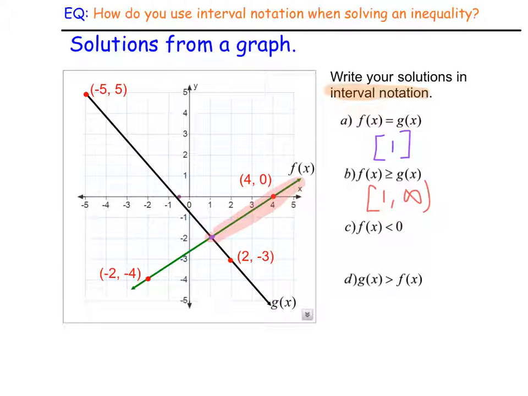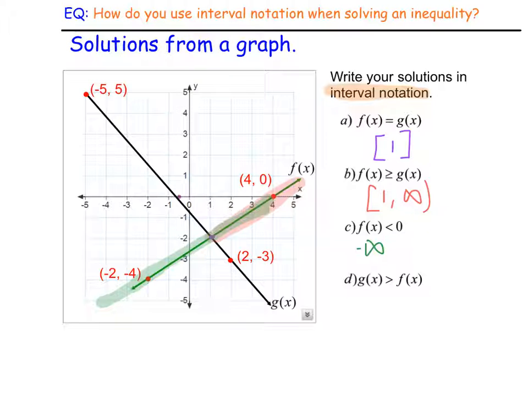The next thing it asks us is when is the y value of f less than 0? So when is the graph of f below 0? Here's where it is 0, so when is it below 0? That's all this space here. As we think about the domain, we always want to start on the left-hand side of the graph, and it's going to keep going left forever, so there'd be an infinity.